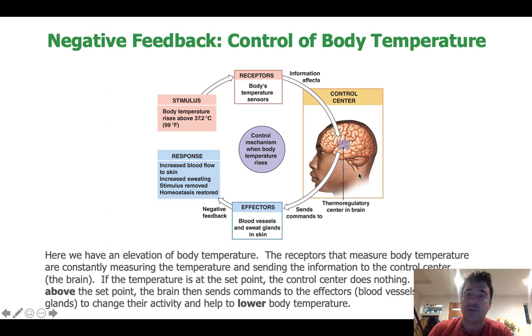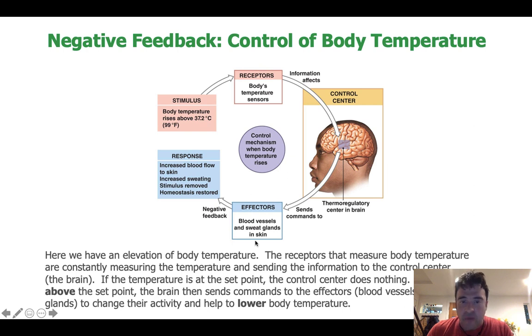Now, the brain doesn't change body temperature directly. What it does is it activates an effector. An effector is what actually triggers that change or that response. In this case, the effector would be sweat glands. So the brain sends an electrical signal that travels down the spinal cord along nerves all the way out to the sweat glands in your skin, and they start producing sweat.